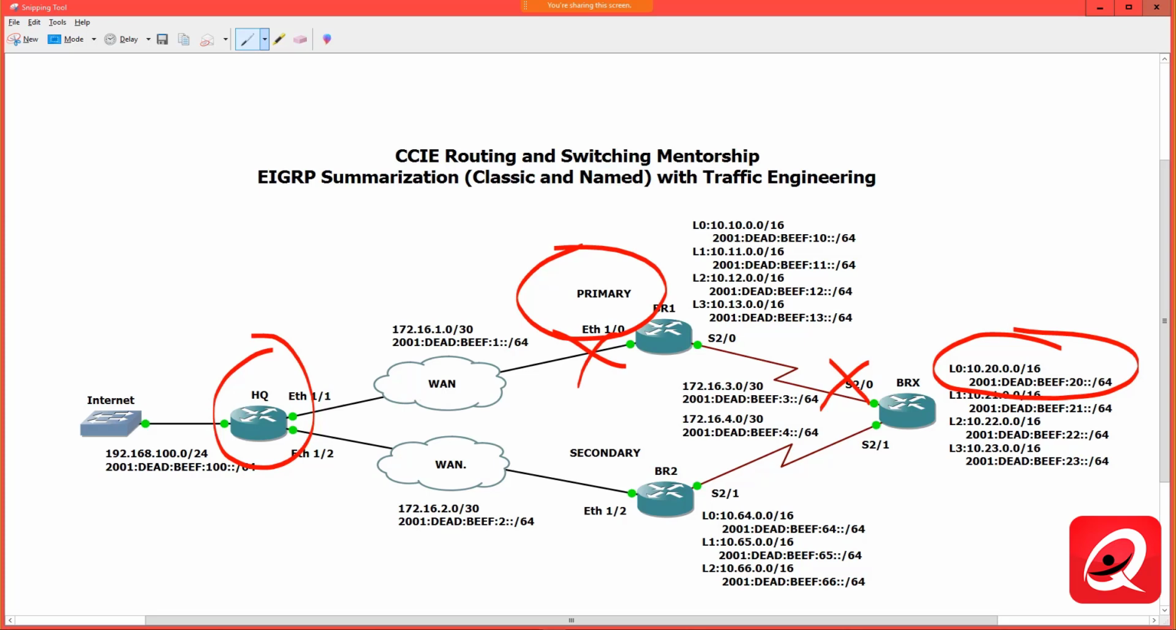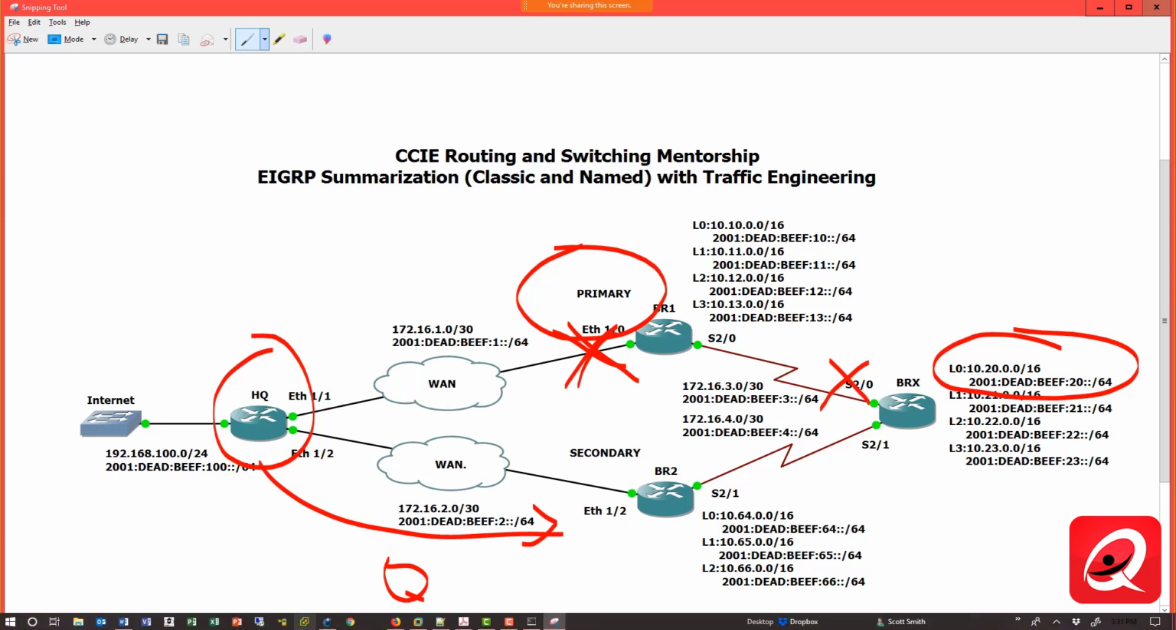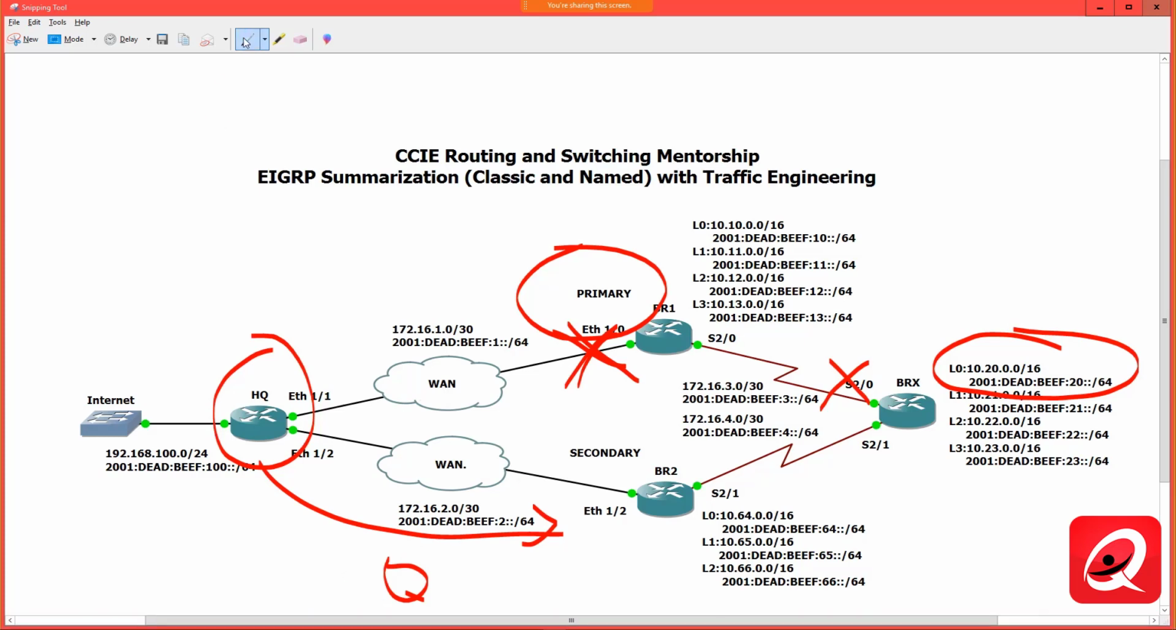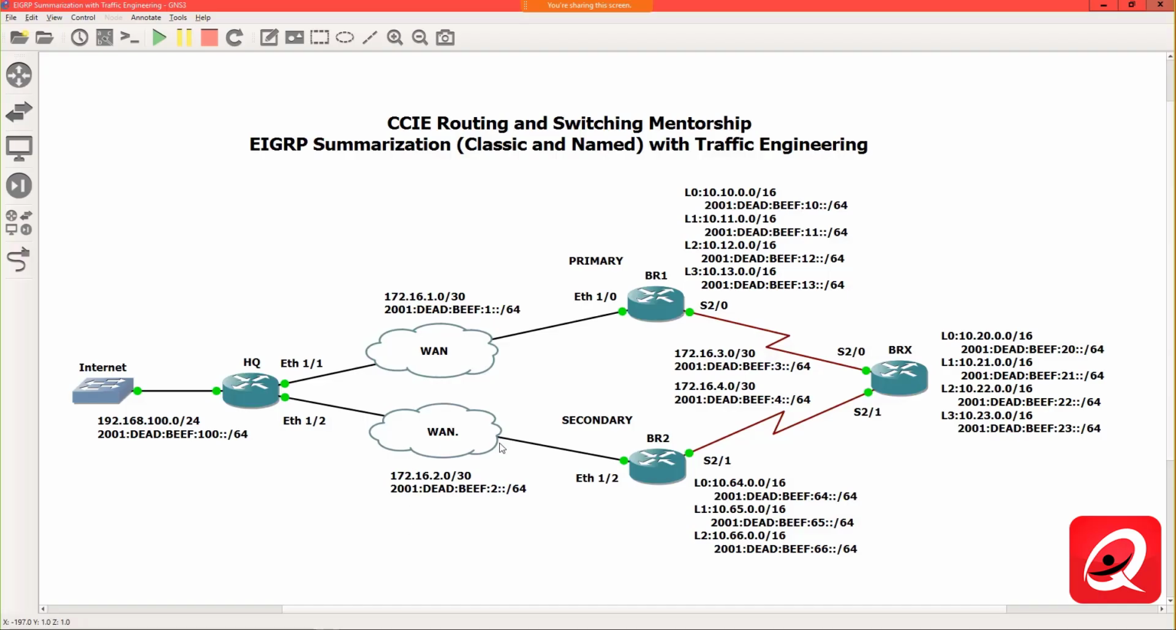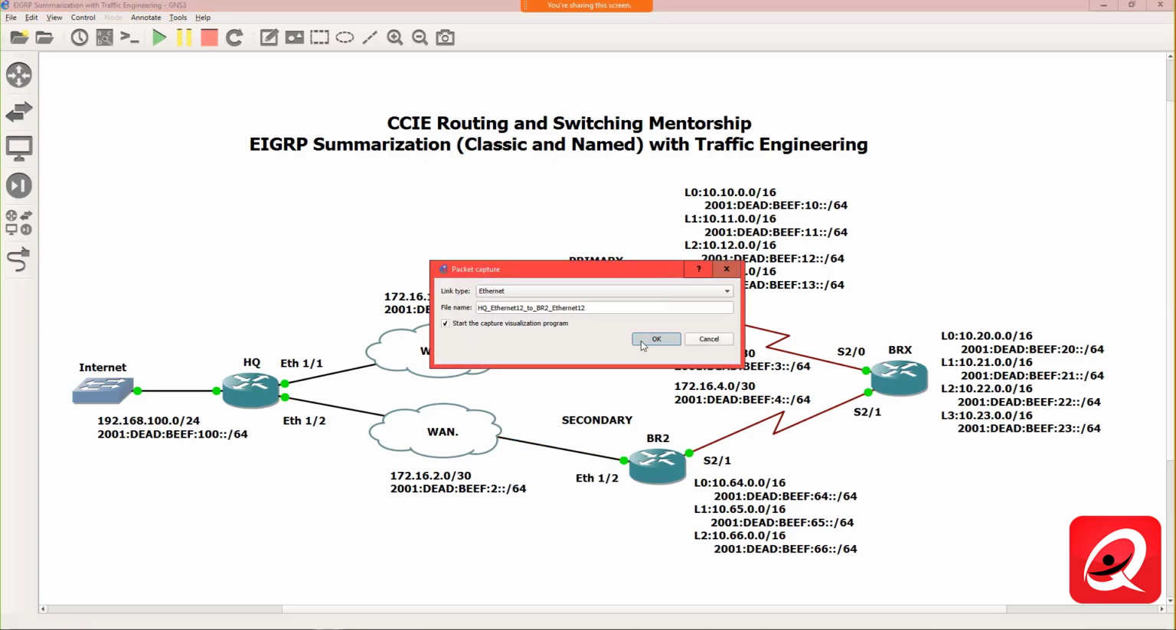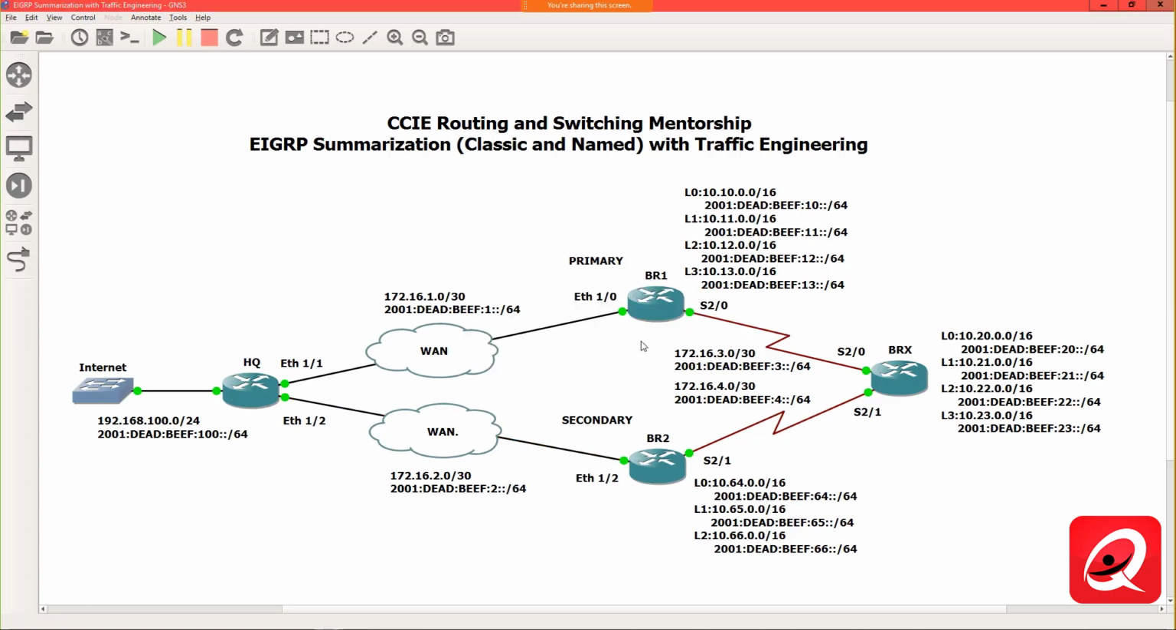Because what we should see then, if I shut down this interface, is that a query should be sent from HQ to BR2 saying, hey, I just lost my path. Do you still have a path to that destination? I'm not sure why that path is not showing up in the all-links output. It should be. That's really strange, but in any event, let's go ahead and do that. In fact, let's also do a Wireshark packet capture on this line as well to see if we can see that query process take place in the EIGRP packet stream.